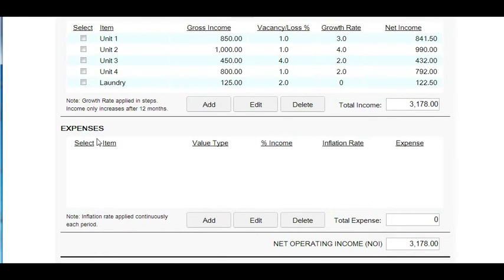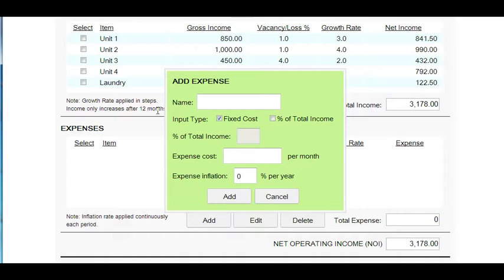And then we go to expenses, so let's add some. Here you can either use a percent of total income, or if you want to aggregate down to the unit, you can say unit 1 expense, unit 2 expense, but those you're going to have to do based on a fixed cost, because percent of total income is the total income.